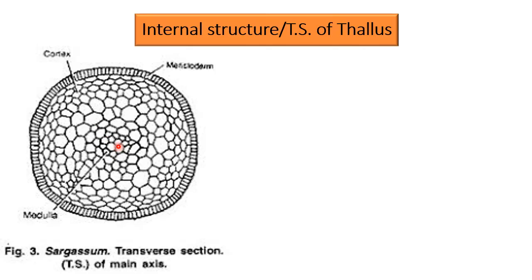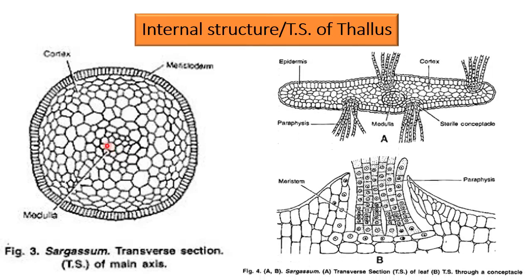And then comes the medulla. The medulla is the innermost layer, consisting of narrow, thick-walled, elongated cells. This layer possibly helps in conduction, that is, they can translocate water and nutrients.